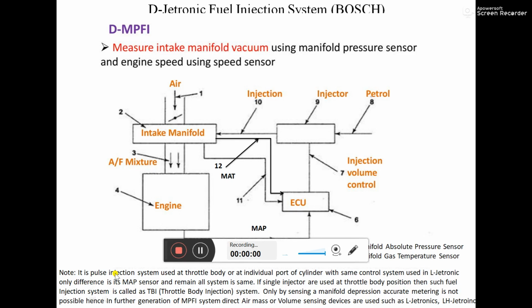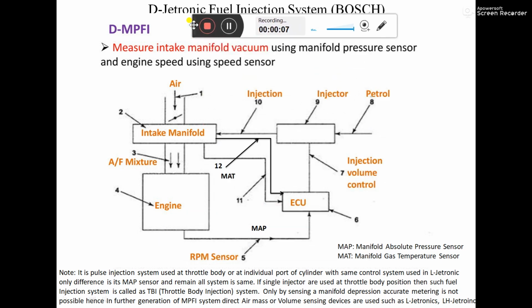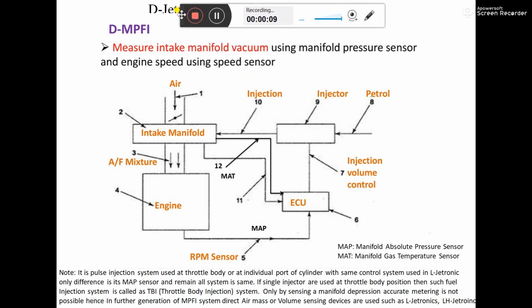Hello class. Now we will see the DMPFI system. Till here we have gone through the various MPFI systems that come under the Bosch system, such as K-Jetronic, KE-Jetronic, L-Jetronic, and LH-Jetronic. Now you will see the DMPFI or D-Jetronic system.